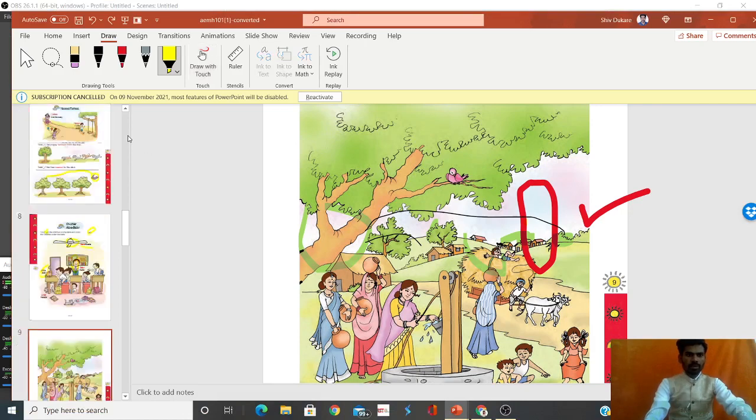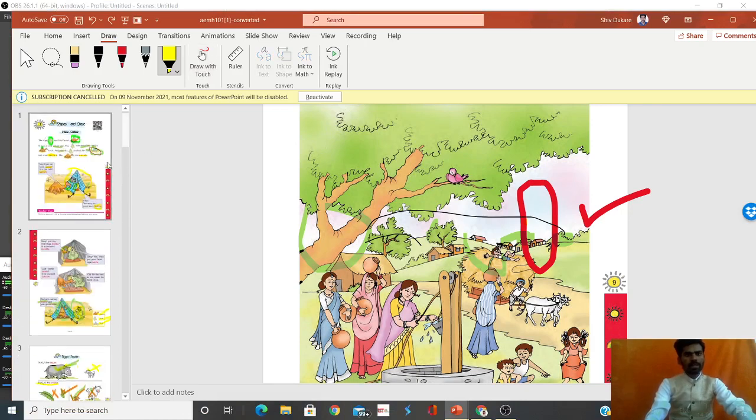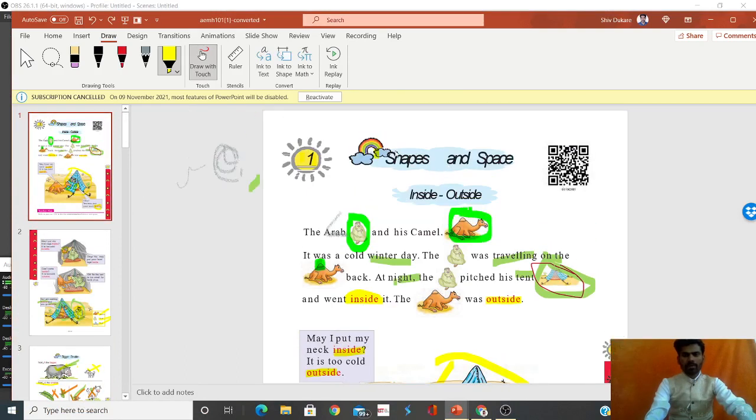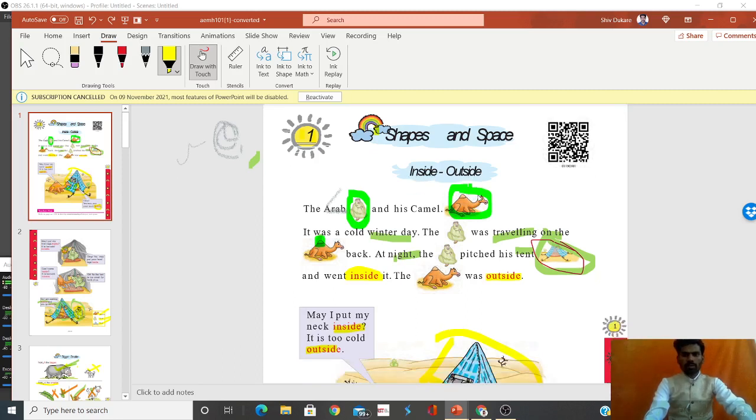We have to learn the first chapter of mathematics. What is the name of the chapter? The name of the chapter is Shapes and Space. In that, we have to understand the meaning of inside and outside. For this, we have to understand the small story of the Arab and the camel.